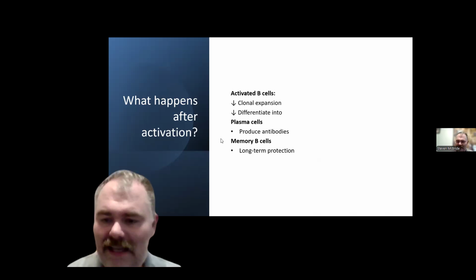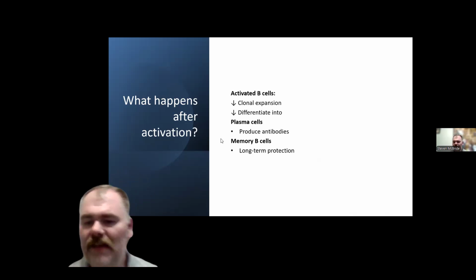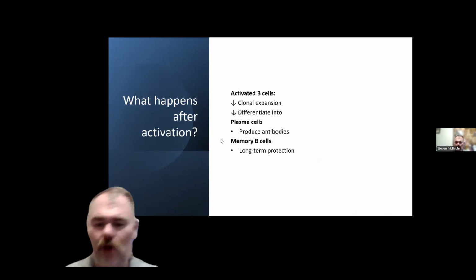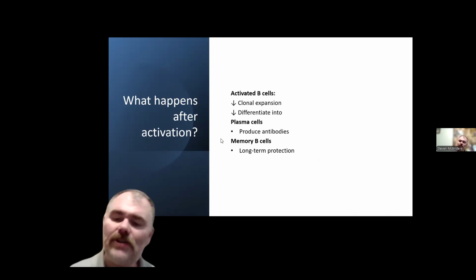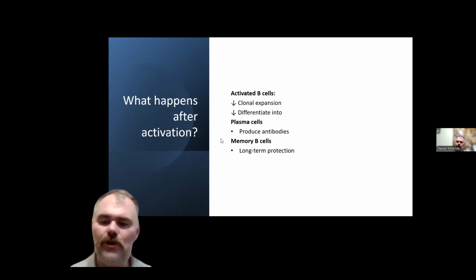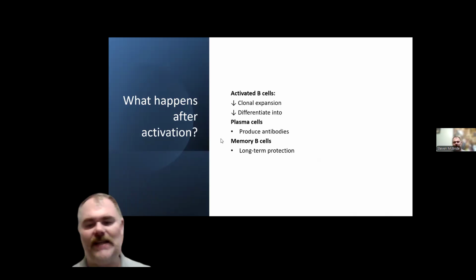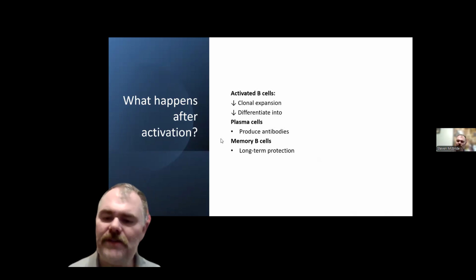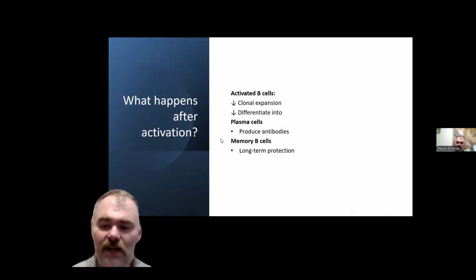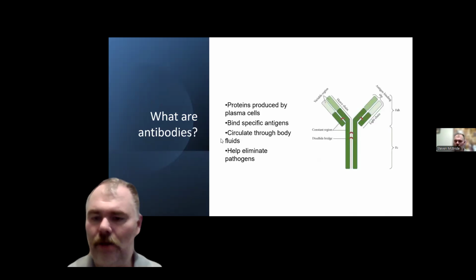Once a B cell is activated, it undergoes clonal expansion. The activated B cell divides repeatedly, producing thousands of genetically identical daughter cells. Because all of these cells originated from the same parent cell, they recognize the same antigen. These daughter cells can follow two major pathways. Some become plasma cells, which are specialized antibody producing cells. Others become memory B cells, which remain in the body long after the infection has been cleared and provide long term protection.